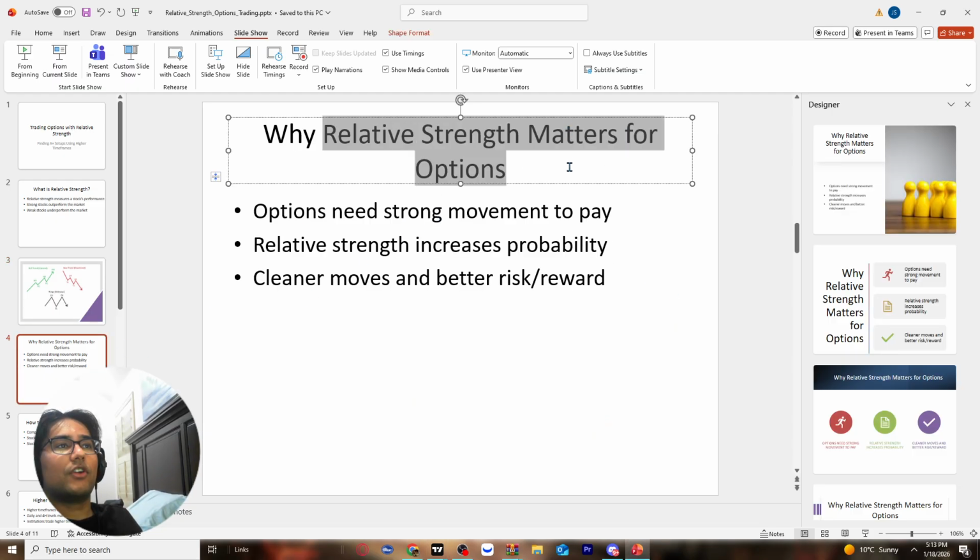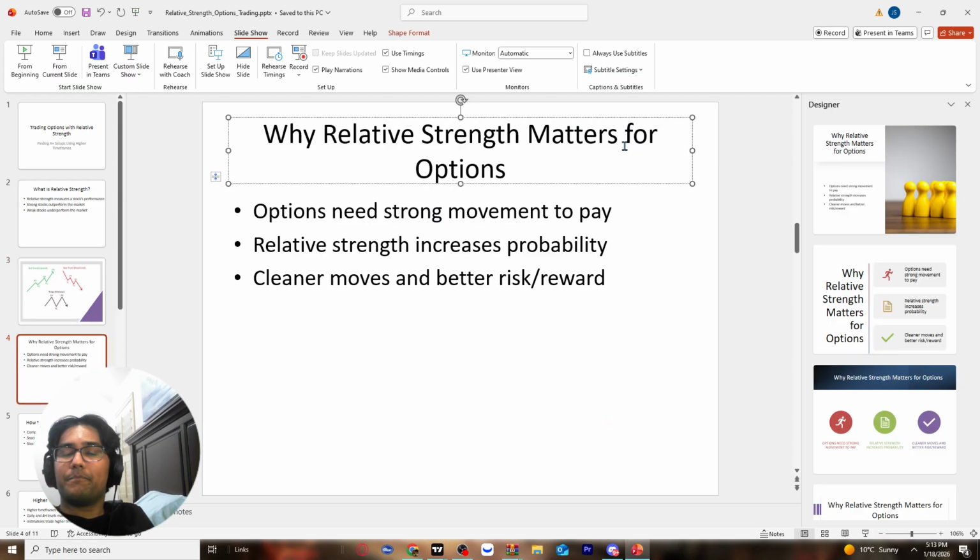Why relative strength matters for options, as I said earlier. Because it'll make you confident in your trades, because it's going to be higher probability.